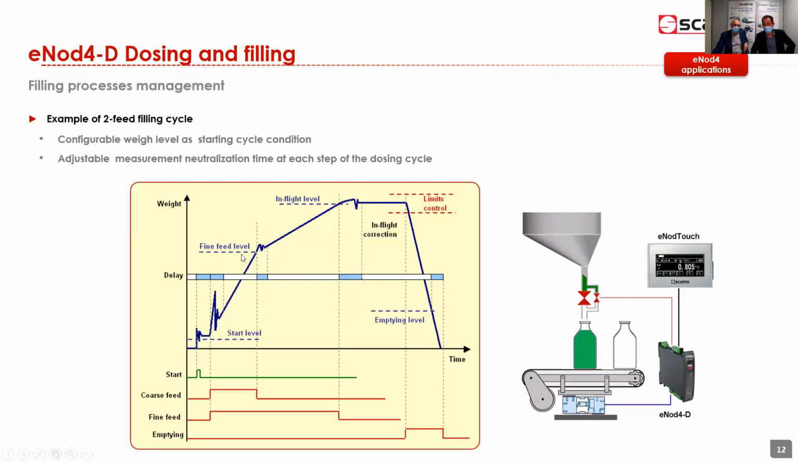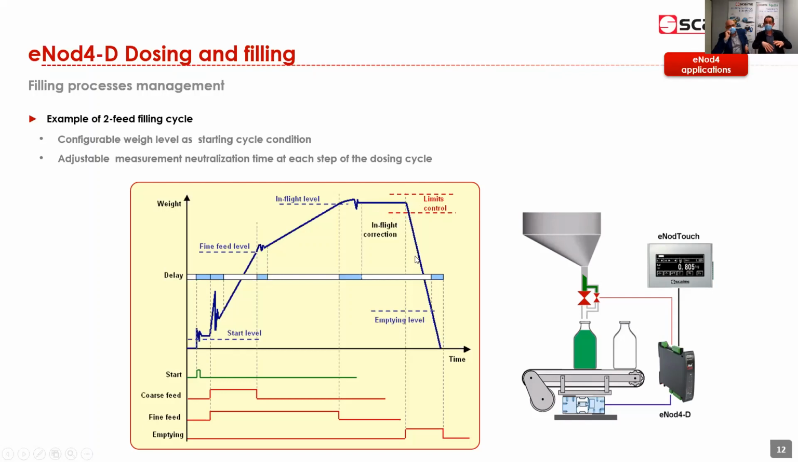Once this set point is reached, the coarse feed will automatically be deactivated, so that only the fine feed remains active to finish your filling cycle slowly. Once the target weight is reached, a final measurement is performed to control the result, whether it's inside or outside tolerances, and then the eNod4D will also control the ejection of the product.